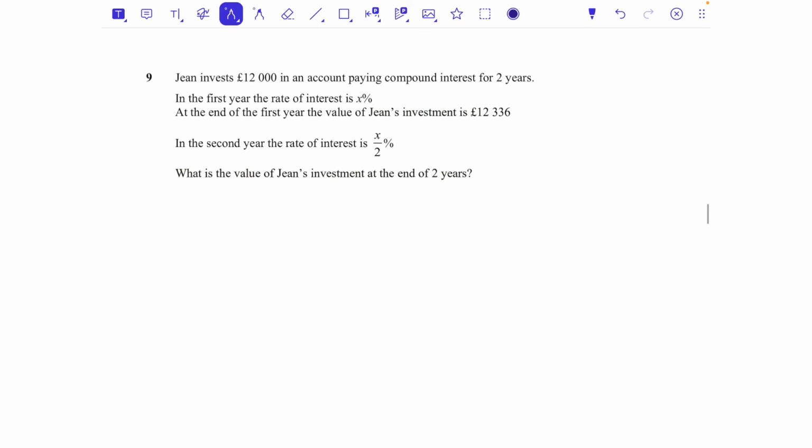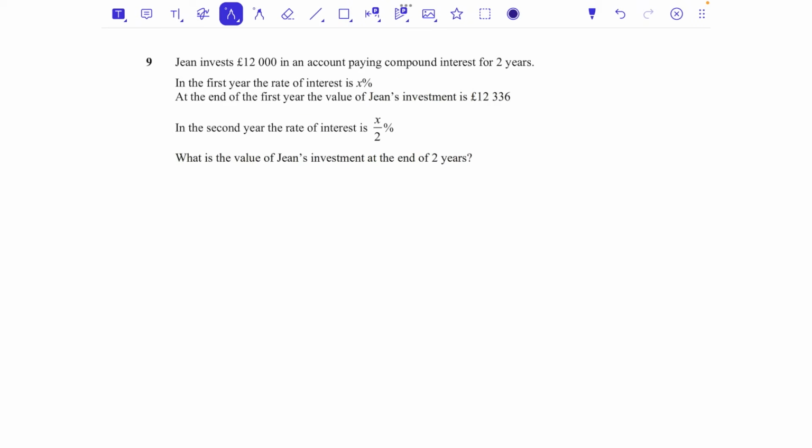Question number 9. Jean invests £12,000 in an account paying compound interest for 2 years. In the first year, the rate of interest is X%. At the end of the first year, the value of Jean's investment is £12,336. In the second year, she gets an interest rate of X over 2, so half as much as she did in the first year. What's the value of Jean's investment at the end of 2 years?